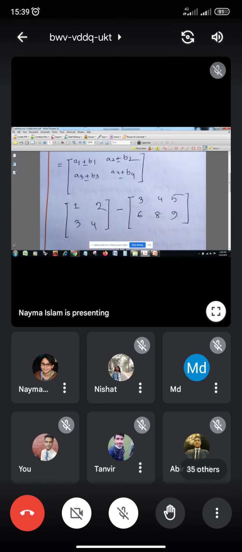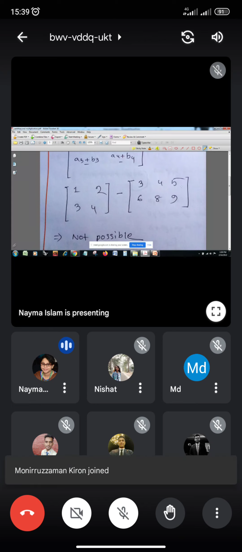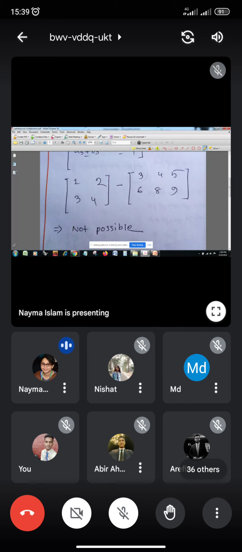Now look here. If I ask you to subtract this matrix from this matrix, what will be the result? Can anyone tell me? Not possible, ma'am. It is not possible because this is a 2 by 2 matrix, and here the number of rows is 2 and the number of columns is 3. That's a 2 by 3 matrix. So you cannot subtract these two matrices. If I ask you this question, your answer will obviously be not possible.